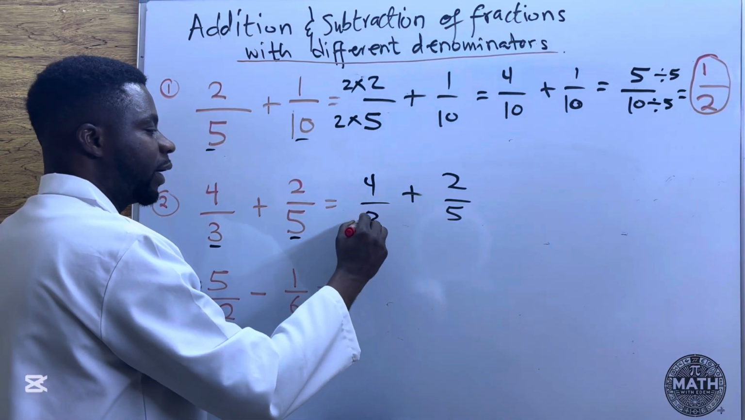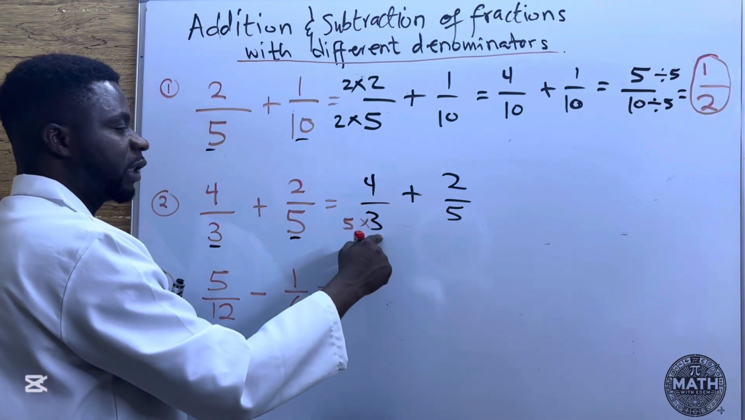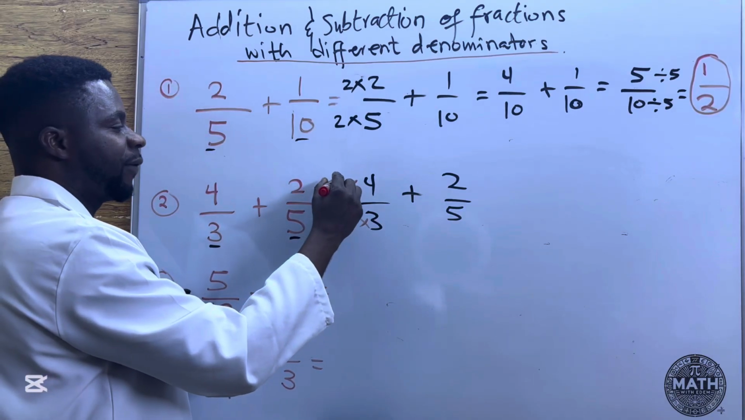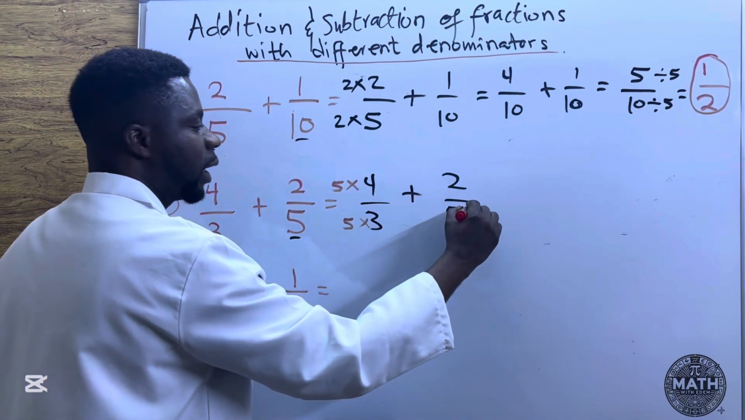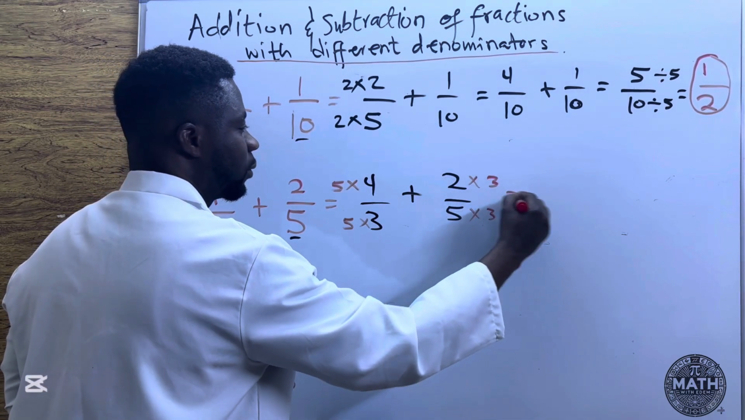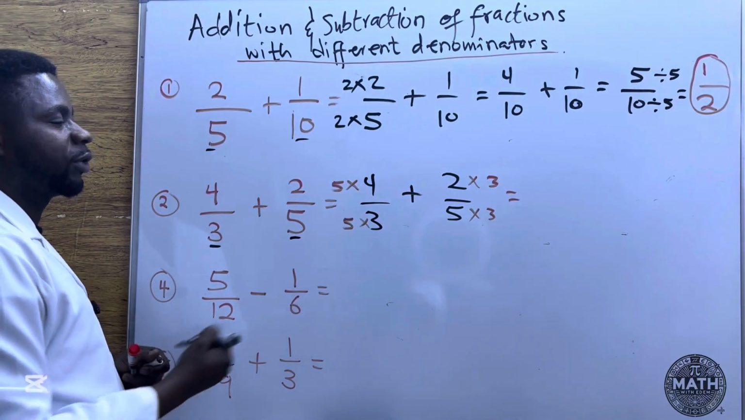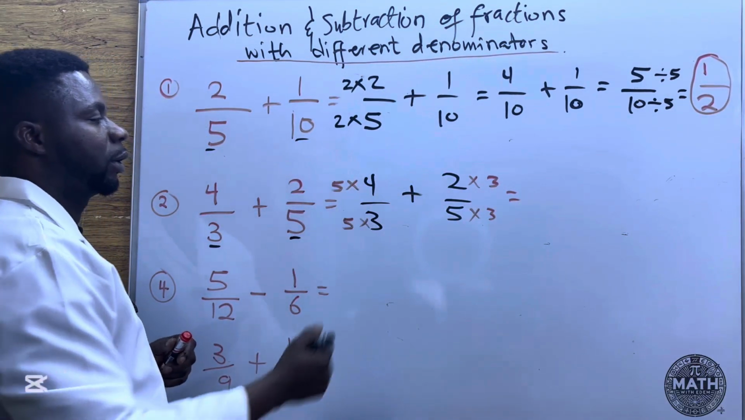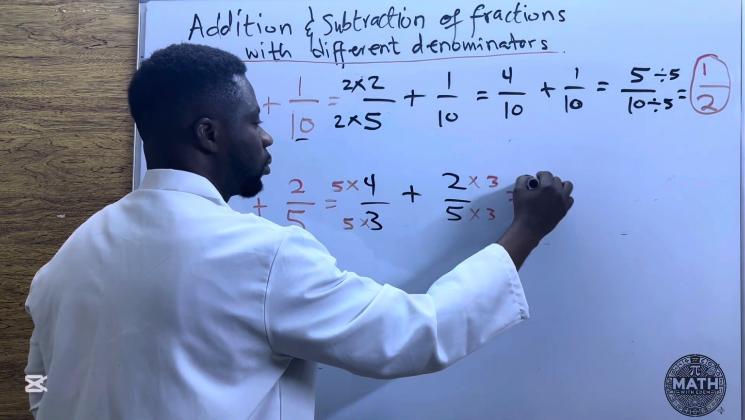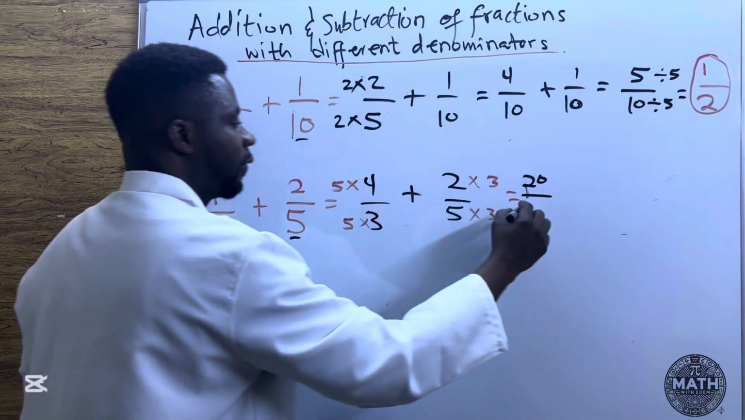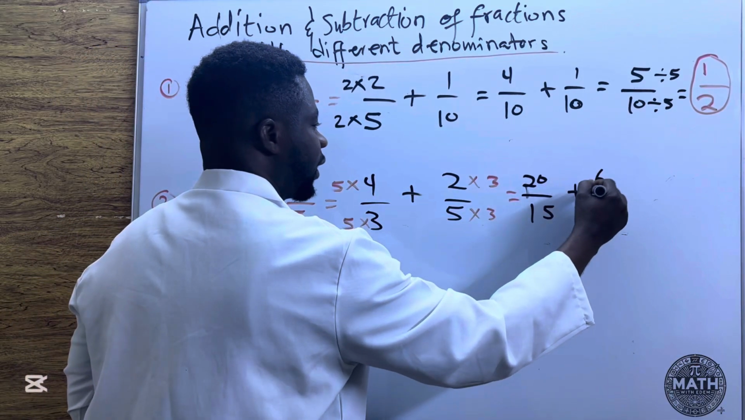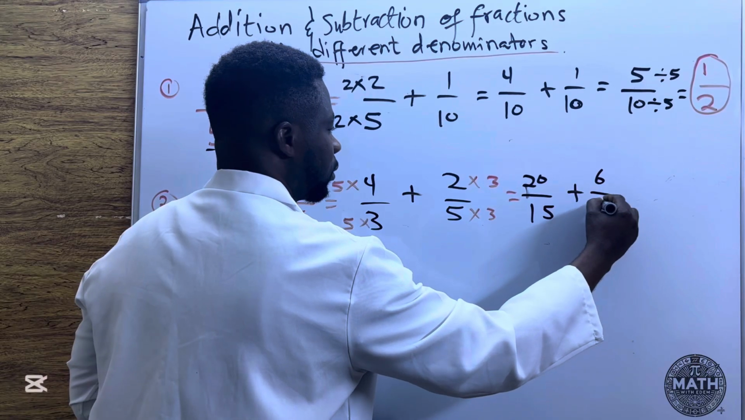So we are going to multiply the first fraction by 5 to give us 15. And don't forget, when you multiply the denominator by 5, multiply the numerator also by 5. And then come to this side. 5 times 3 gives us 15. Multiply the numerator also by 3. So I'm going to rewrite our new fraction. Okay, so 5 times 4 gives us 20 over 15 plus 3 times 2 gives us 6 over 15.